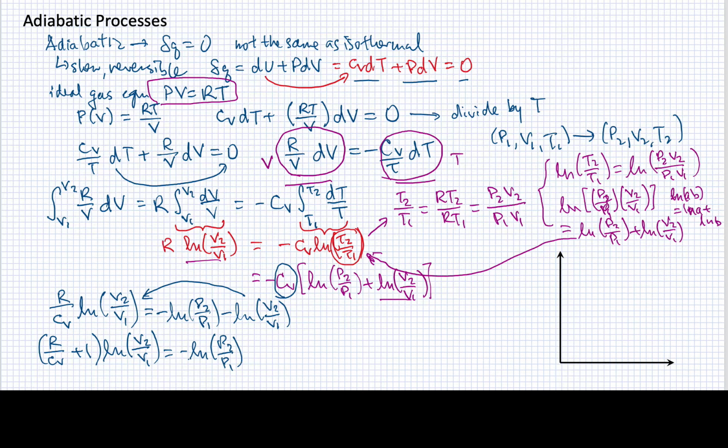And once again, I'm going to use a property of logs and say that anything that's a prefactor out here is like raising it to that power. And if I raise something to the negative power, I'm just taking the reciprocal of it. So I hope you can convince yourself that the properties of logs allow me to write this in this way.